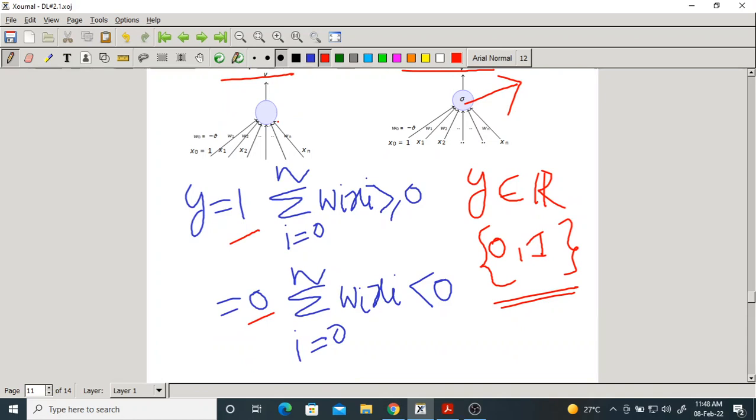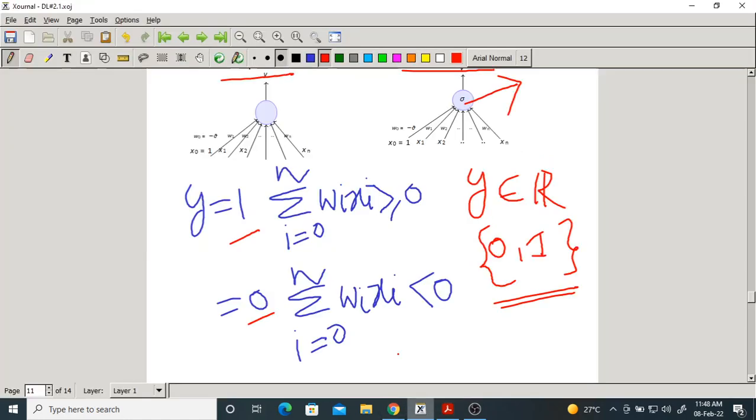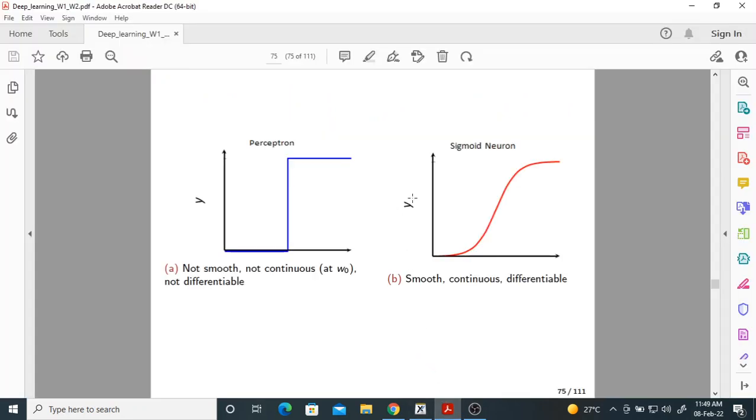Most of the time we would expect the output to be smooth, not a harsh or sudden change in the output. Now the perceptron is not smooth and not continuous at minus omega naught. It is discontinuous and not differentiable. Whereas the sigmoid neuron is smooth, continuous and differentiable. You find a difference between these two.